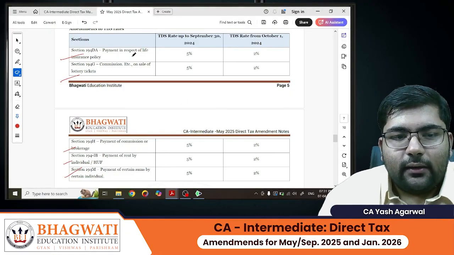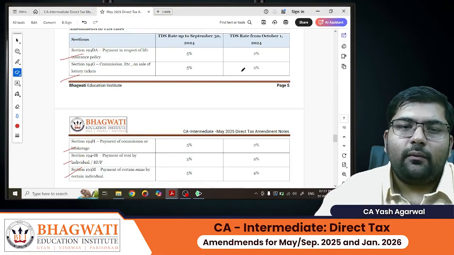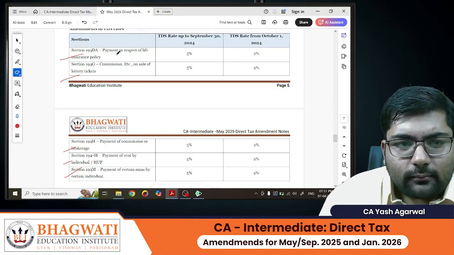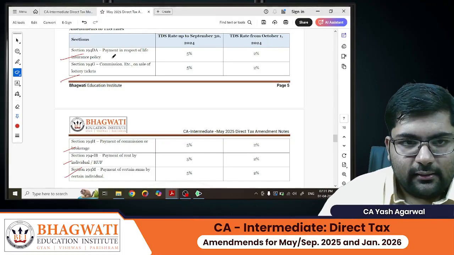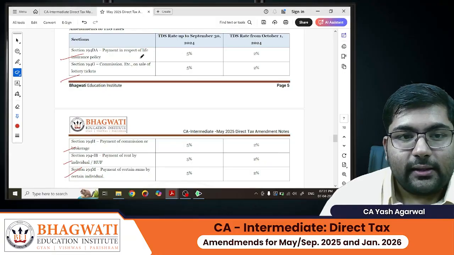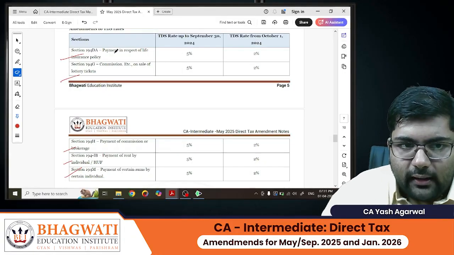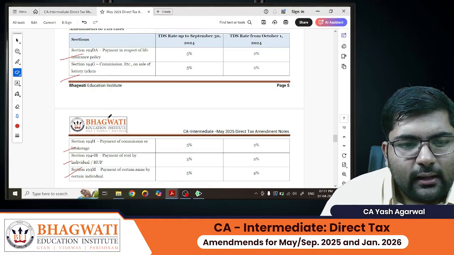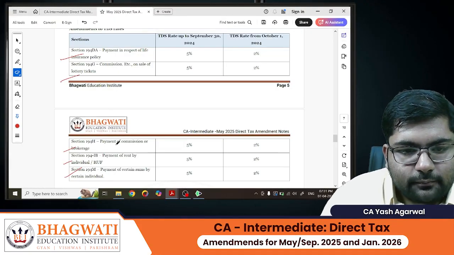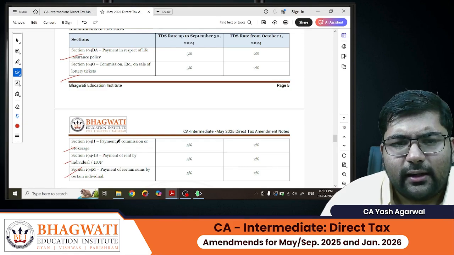Whatever was 5% for these sections has become 2%. These were all 5% sections. Payment in respect of life insurance policy. What payment is this? Maturity proceeds. Payment in respect of life insurance policy when not exempt. 194G is commission on lottery tickets. 194H is commission on brokerage. Okay, both these commission sections are here.